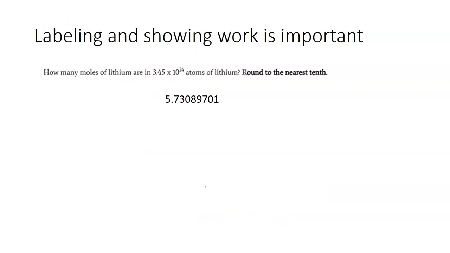Okay, that being said, labeling and showing work is also super important. So for example, this is one of the questions from your CFA. How many moles of lithium are in 3.45 times 10 to the 24th atoms of lithium? Round to the nearest 10th. Now, if all one of my students wrote was this, now, this is the correct number. Okay, now, it's not rounded, and no work is shown.